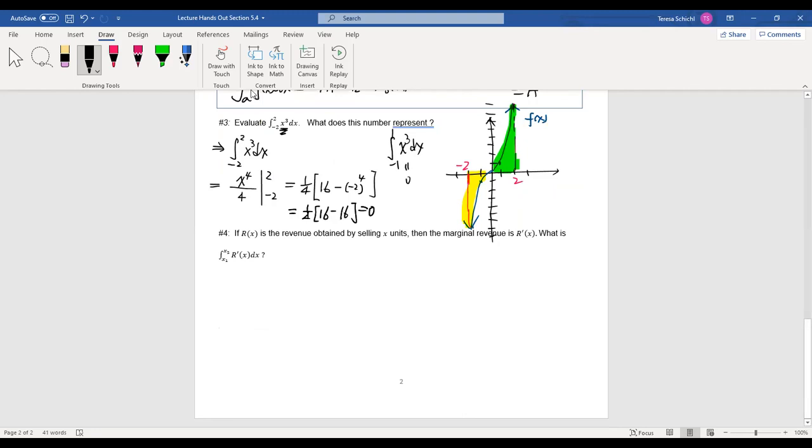Let's say R(x) is the revenue obtained by selling x units. Then what is the integral of the marginal revenue R prime of x dx? Okay, so now this one, we talk about this as the total change. It's kind of like what we talked about with the net value theorem also. This is the total change in revenue when the number of units is sold.